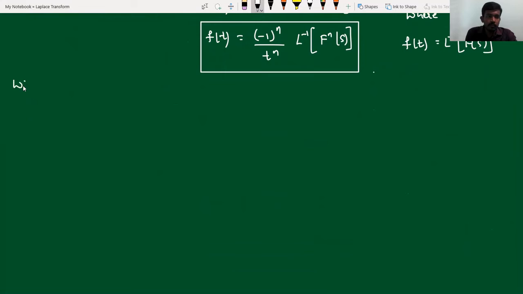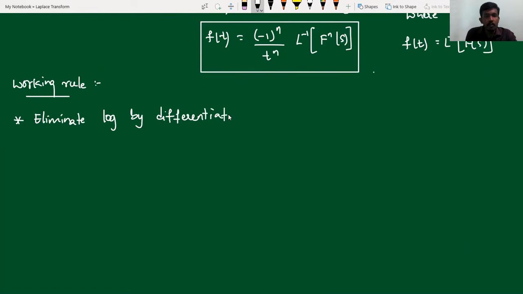So coming to the working rule, the very first step is: given F of s, eliminate the log function by differentiating the given function. So what is the given function here? The given function is F of s. We need to find an inverse for this. For that, we are eliminating the log from F of s. So if we differentiate, what do we get? We get it in terms of derivatives. So we get Fn of s.